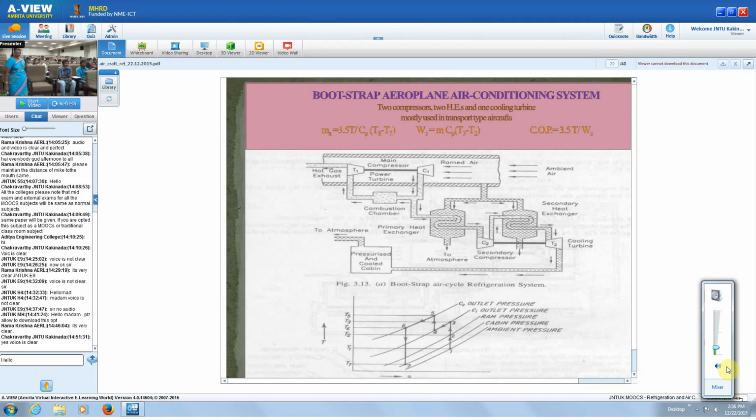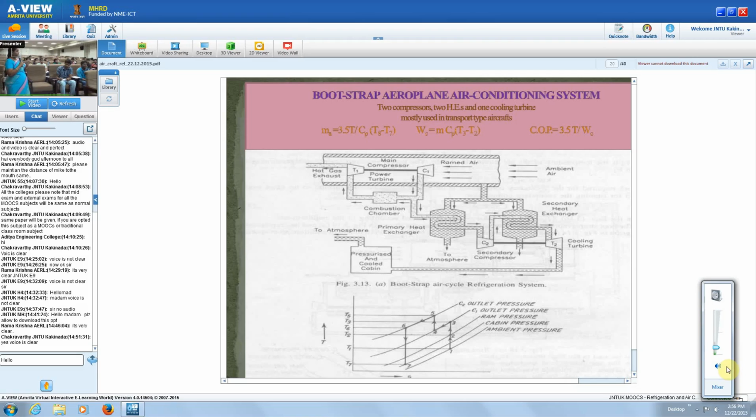Then the other type is the bootstrap refrigeration system. Okay. So this bootstrap refrigeration system is used mostly for transport type aircraft, and the main difference between the previous one and this one is that there are two compressors required. One is the main compressor, then the other is the secondary compressor, and also there are two heat exchangers required.